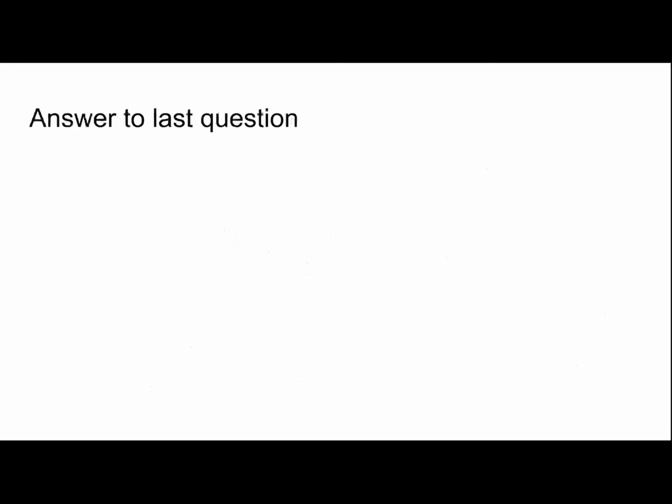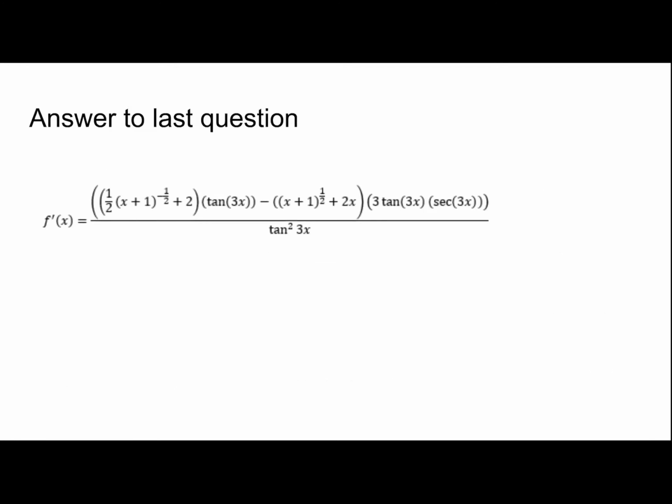In that case, we'll be using our quotient rule. So we'll have our f dash of g minus our g dash of f over g squared, and the answer should be half of x plus 1 to the power of negative 1/2 plus 2. That's our derivative times our g, which is tan of 3x, minus our x plus 1 to the power of 1/2 plus 2x, multiplied by 3 tan 3x times secant 3x, all over the denominator squared, which is tan squared 3x.